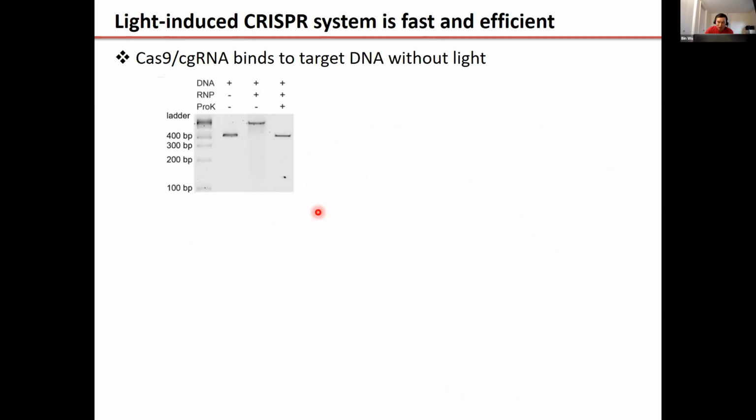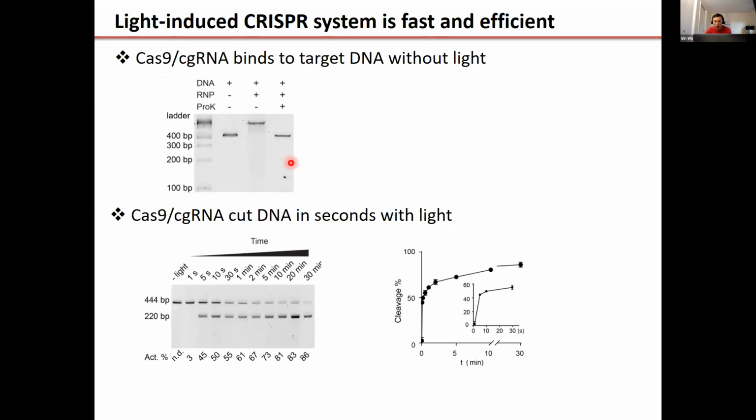To validate this system in vitro, Yang did a gel shift assay. The Cas9 RNA complex binds to the target without light. And if you digest Cas9, it goes back. When we mix Cas9 and caged RNA complex with the target and shine light for just 5 seconds, the targeted DNA is cut and reaches very high efficiency, up to 90% efficiency in just a few minutes. Because this system is very fast, we give it the nickname very fast CRISPR.